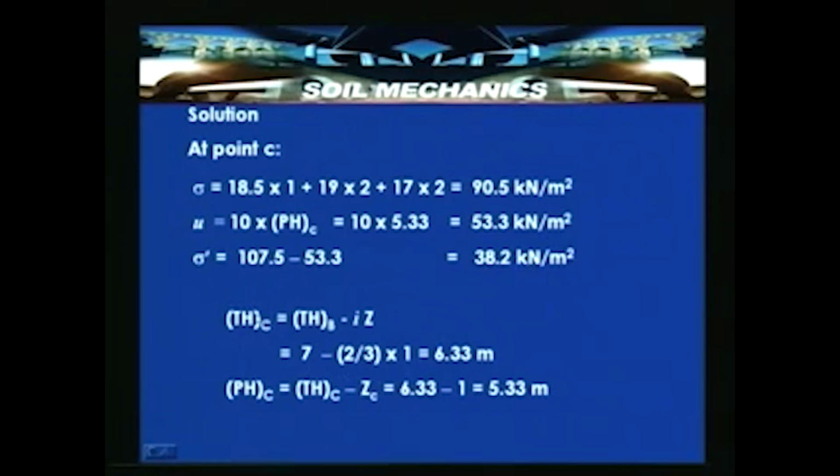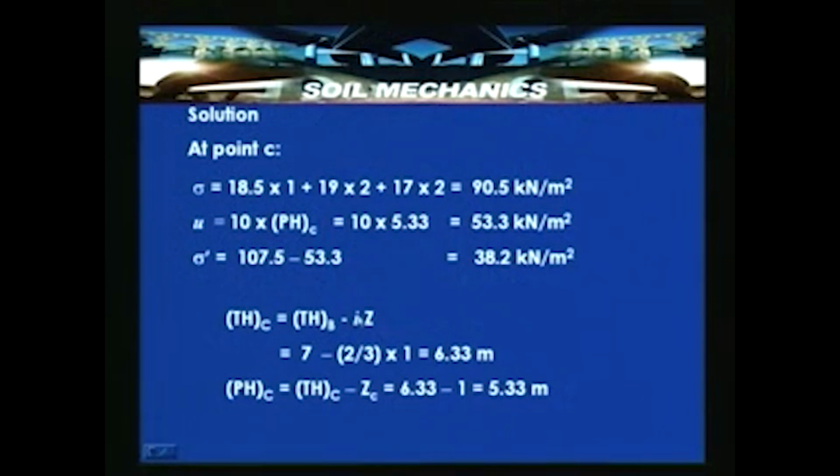So, the total head at C is determined like this: total head at B minus the head loss. If Z is measured in the direction of the flow and Z is equal to 0, that means the full head is available. So, it is 7 meters of head which is available there.